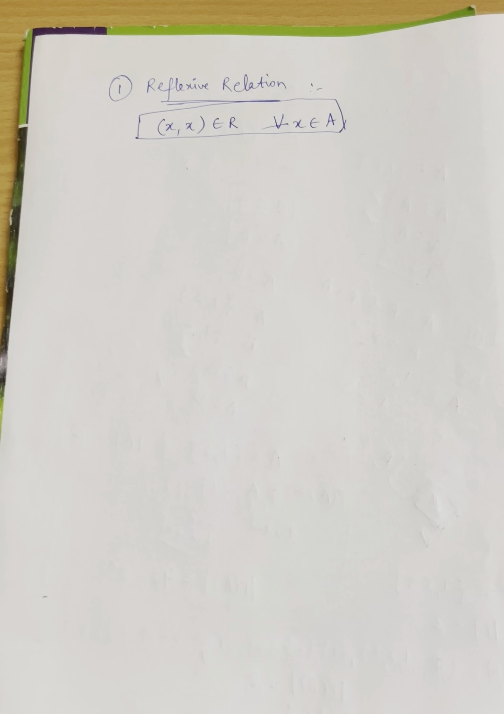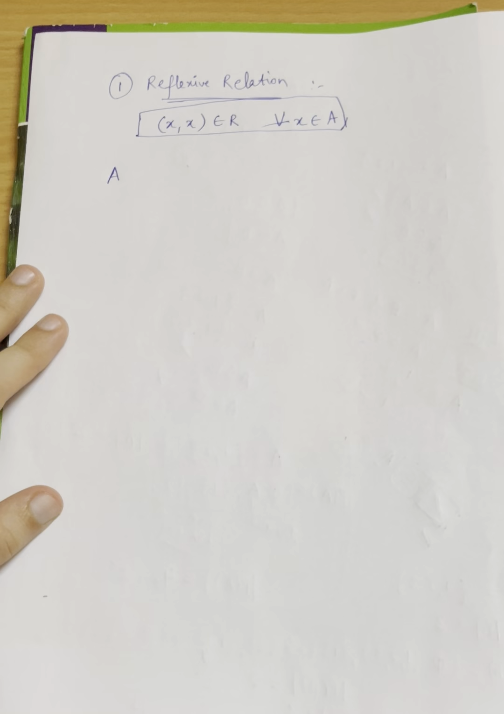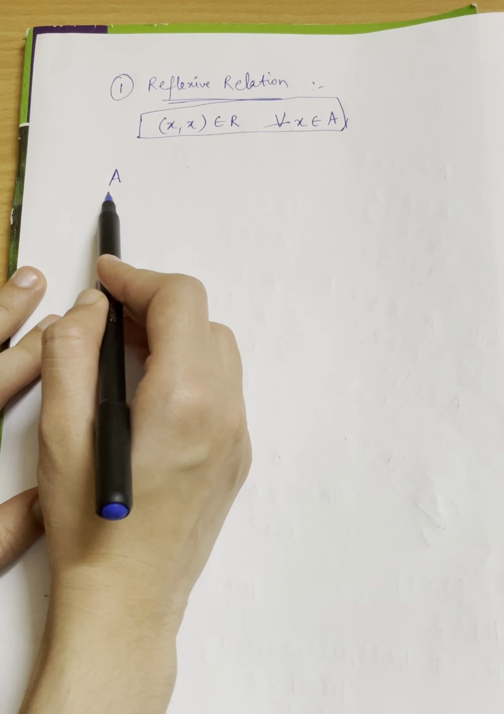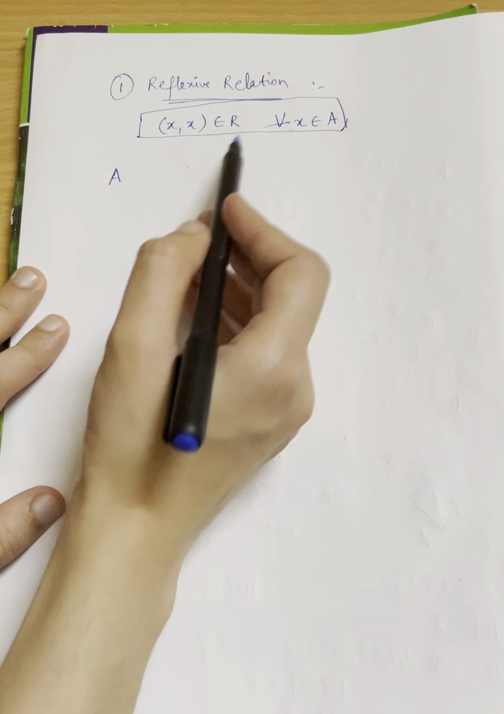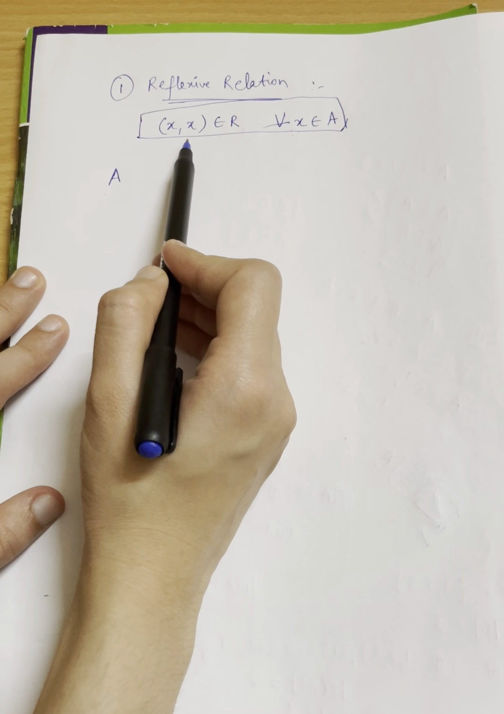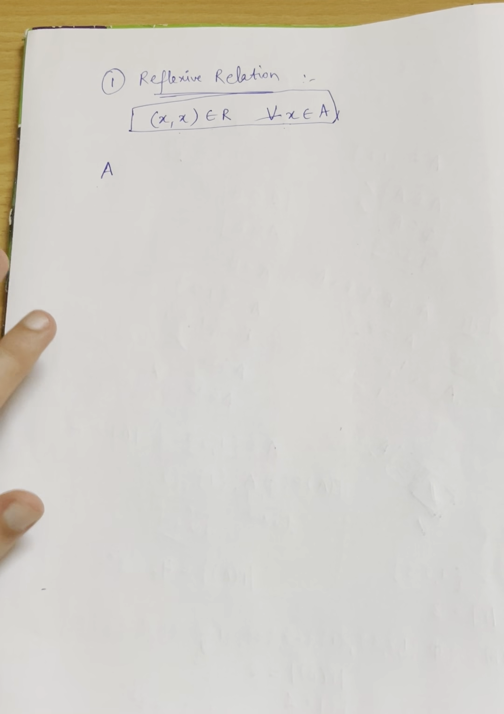See, suppose there is a set A, and x is an element that belongs to set A. So for all those possibilities, x comma x should belong to R, then it is reflexive. I know it's not that clear, because writing the mathematical terms directly is not that clear. So let's take one example.